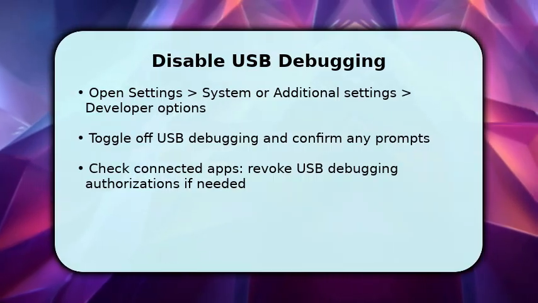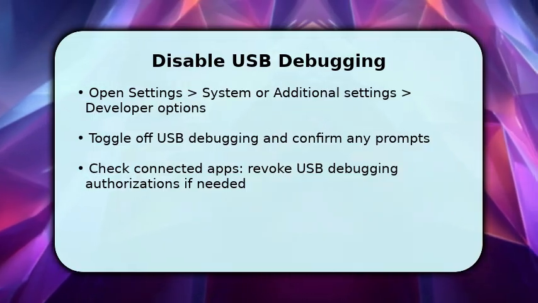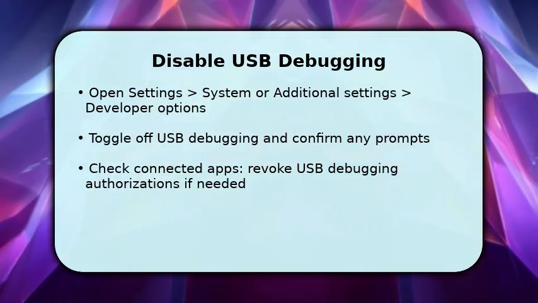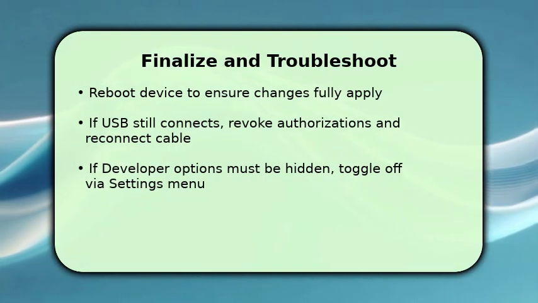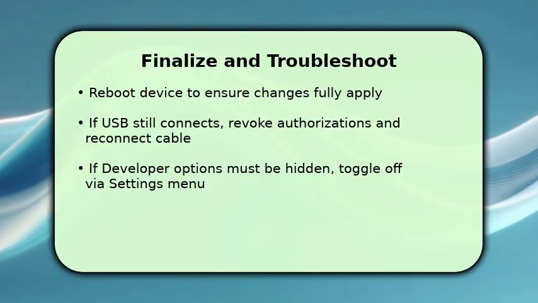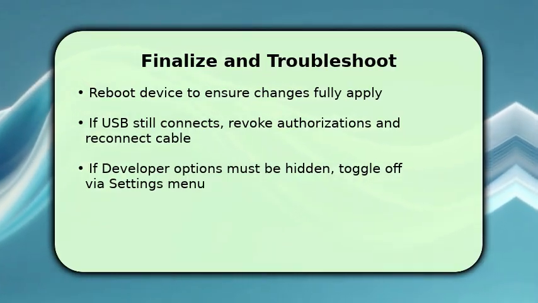This prevents new ADB sessions and closes existing debug channels, restoring typical security behavior without changing other developer settings. You finish by rebooting the device so the change fully applies to any background services. After restart, verify USB debugging is off in developer options.